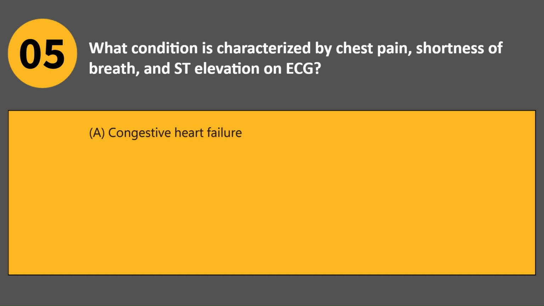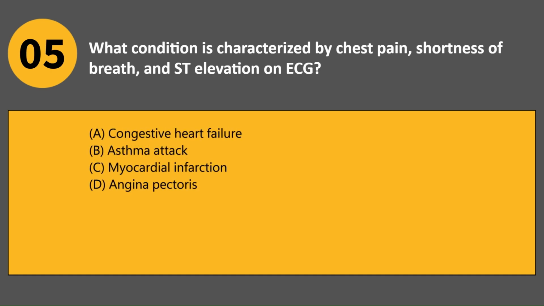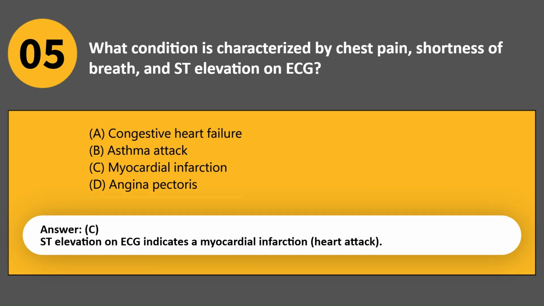What condition is characterized by chest pain, shortness of breath, and ST elevation on ECG? A. Congestive heart failure. B. Asthma attack. C. Myocardial infarction. D. Angina pectoris. Answer: C. ST elevation on ECG indicates a myocardial infarction, heart attack.